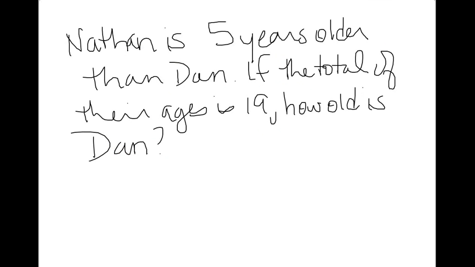Alright, how about this one? Nathan is 5 years older than Dan. If the total of their ages is 19, how old is Dan? So step 1 is to read it. Read it carefully. So I want you to read that. Nathan is 5 years older than Dan. If the total of their ages is 19, how old is Dan? And again, I have options for Dan's age, but I don't want to work on that right now. I just want you to be able to write the equation.